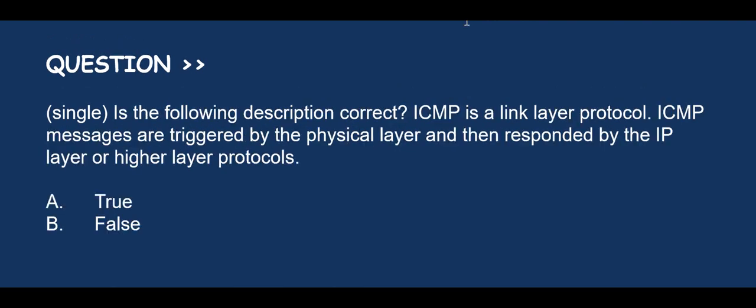The next question is, is the following description correct? ICMP is a link layer protocol. ICMP messages are triggered by the physical layer and then responded to by the IP layer or higher layer protocols. Option A, true. Option B, false. The correct answer is option B.